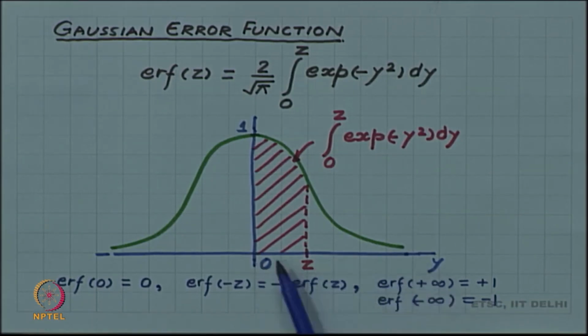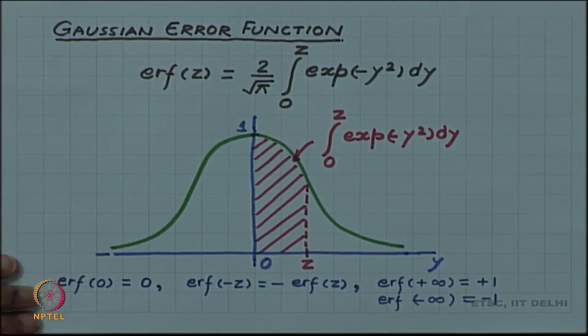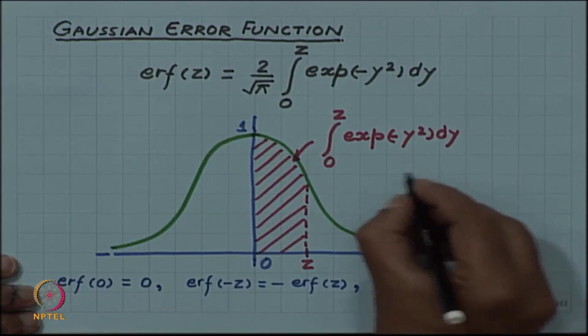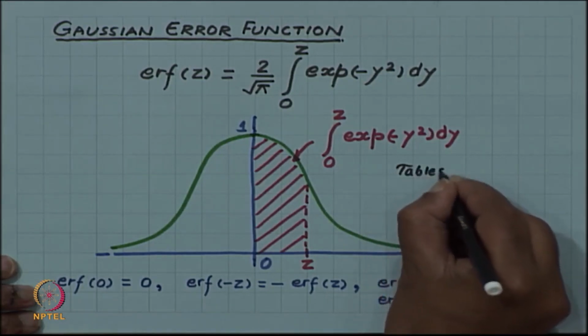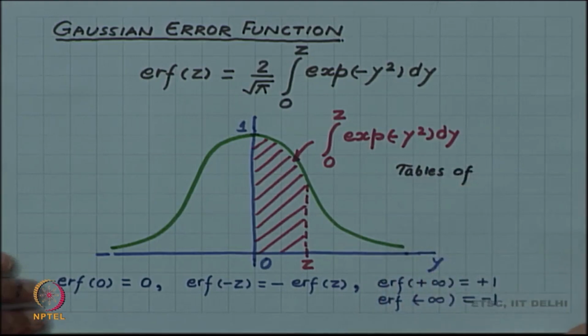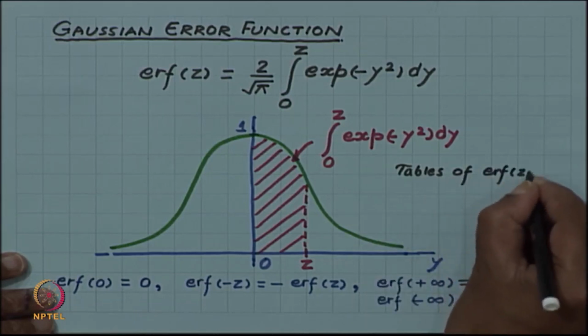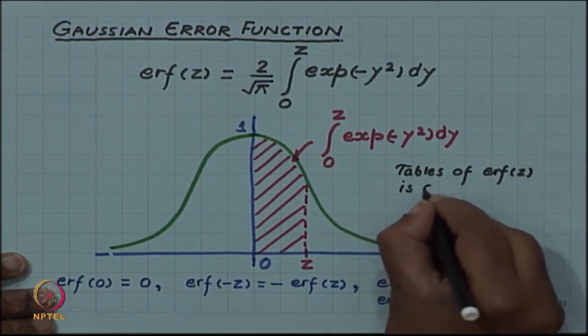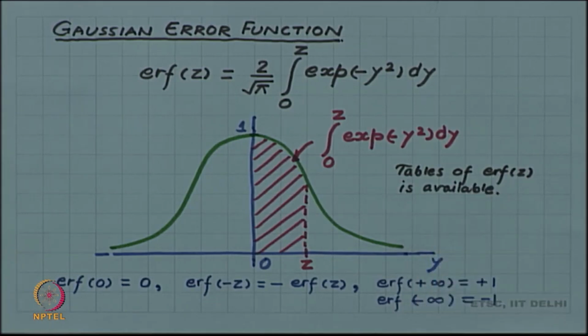For all other values of the error function, values can be numerically found and are tabulated. So, tables of the error function are available. We will find them in books and also on the web. It is just like tables of sin theta or cos theta, or in many mathematical software packages, you can have this function defined also.